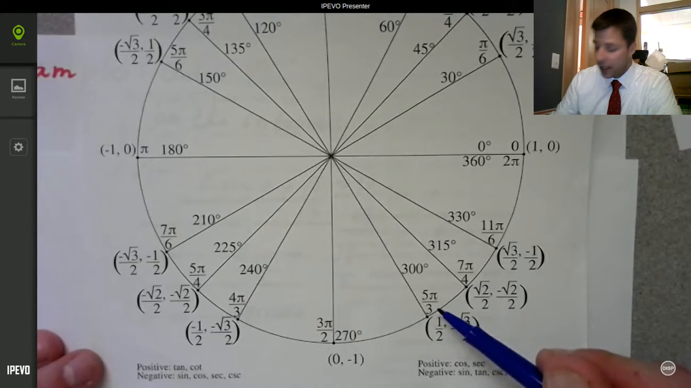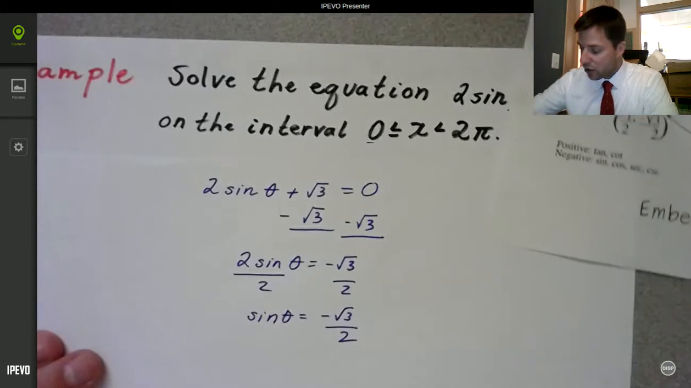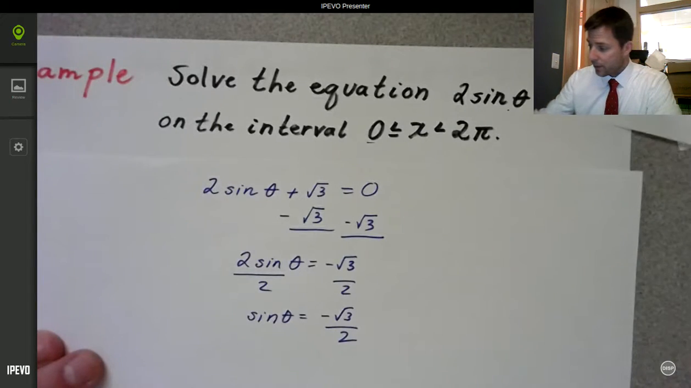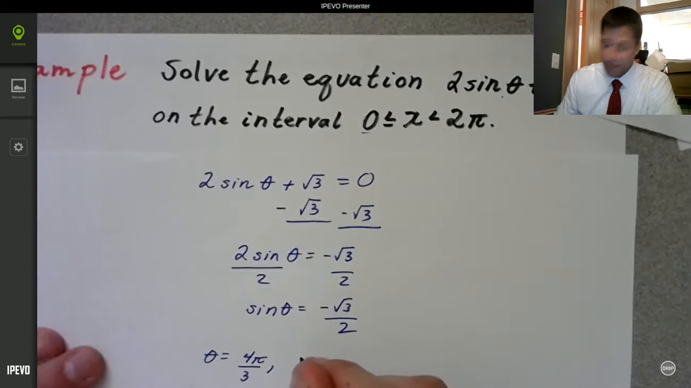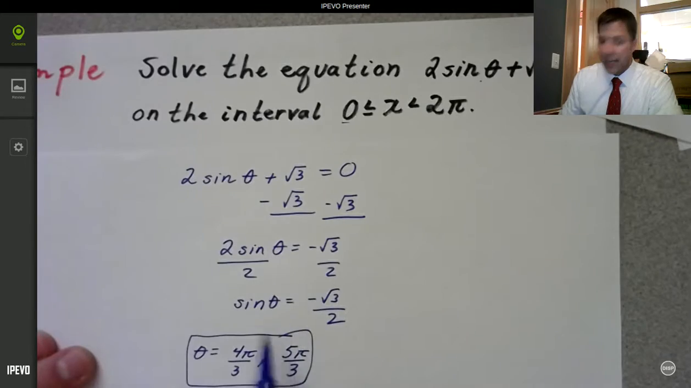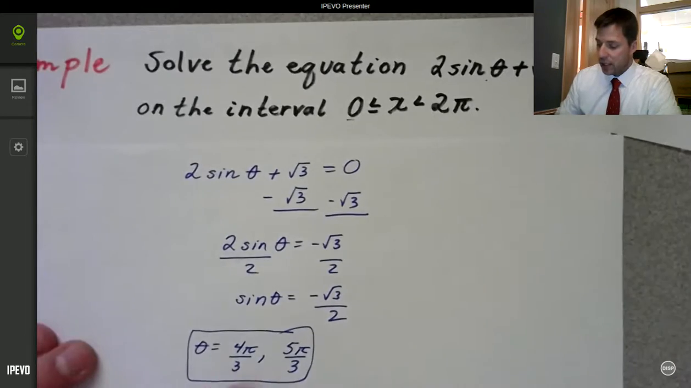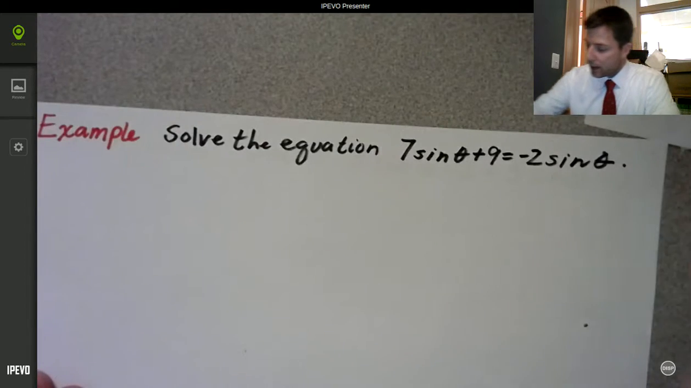At 5 pi over 3. The other one is reflected over here, and we notice we have negative root 3 over 2 at 4 pi over 3. So my two solutions from 0 to 2 pi are theta equals 4 pi over 3 and theta equals 5 pi over 3. I don't need the plus 2 pi n because it's not general. This is very specific on a given interval, so that's the difference between the first two answers. Here I have two specific answers.